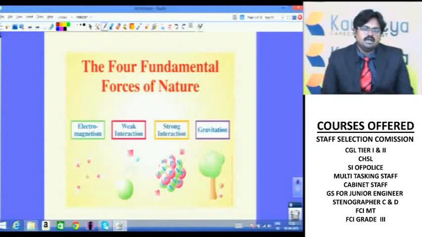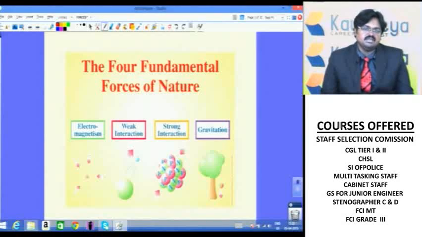Now before discussing each individual force in detail, what I want to do is first give you a brief introduction to the concept of force. Now what do you mean by a force? A force is a physical quantity because of which a body attains some acceleration.